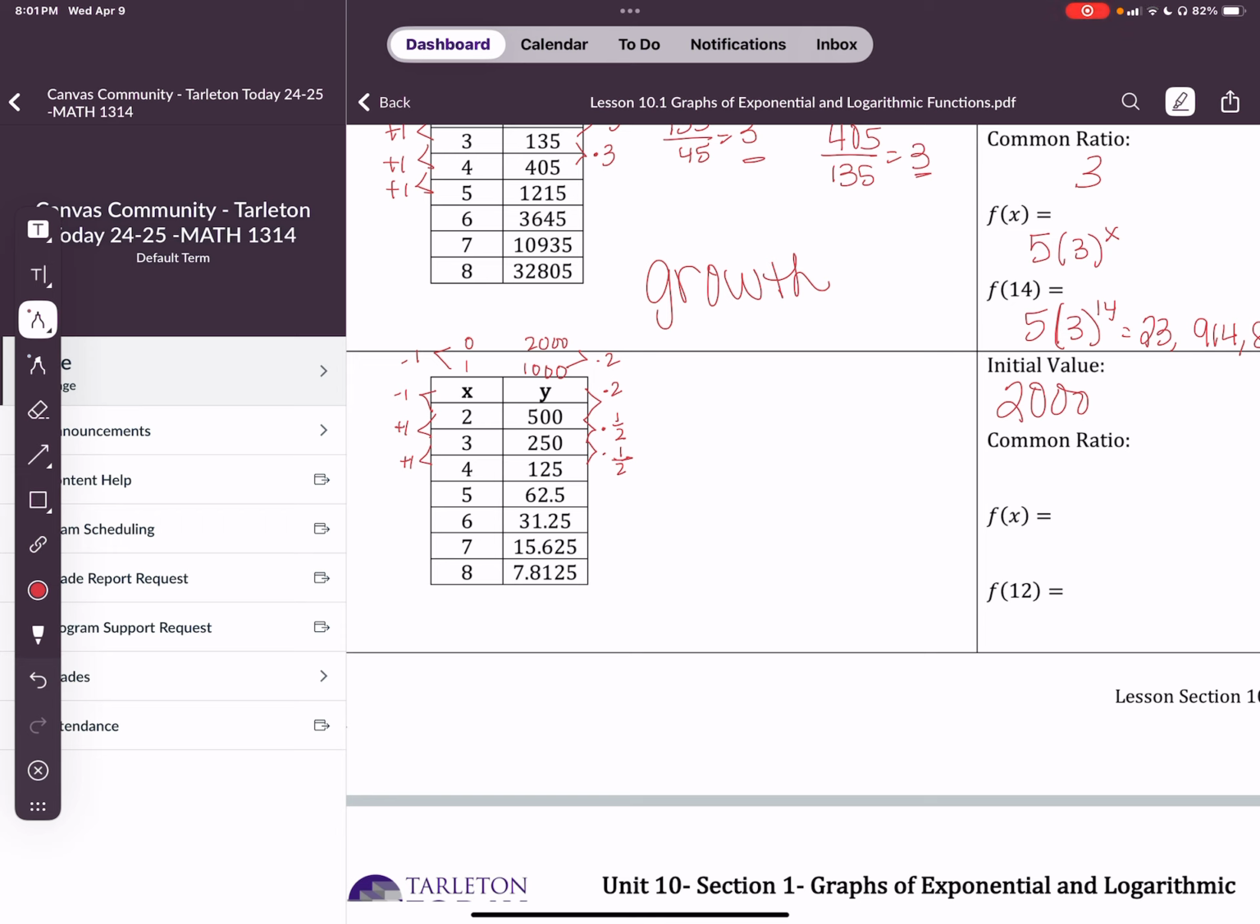My common ratio is going to be this number here, the 1/2. Now, because the common ratio is less than 1, that's going to be a decay. So to write my function, the equation, I'm going to get 2,000 times 1/2 to the x power. And to find what f of 12 is, I would say 2,000 times 1/2 to the 12th power.